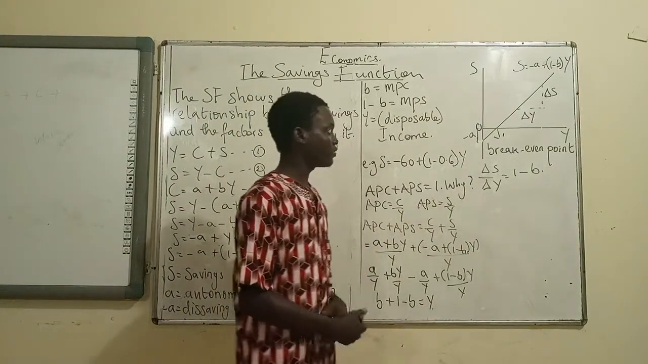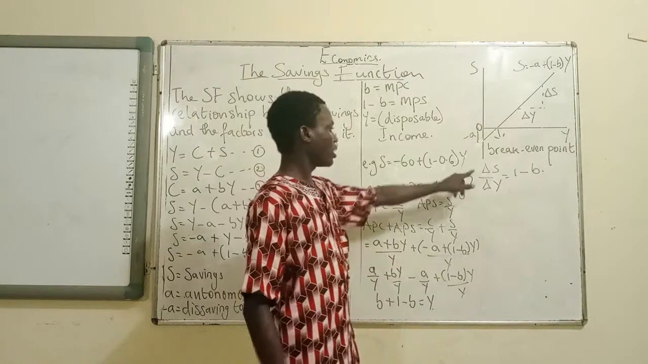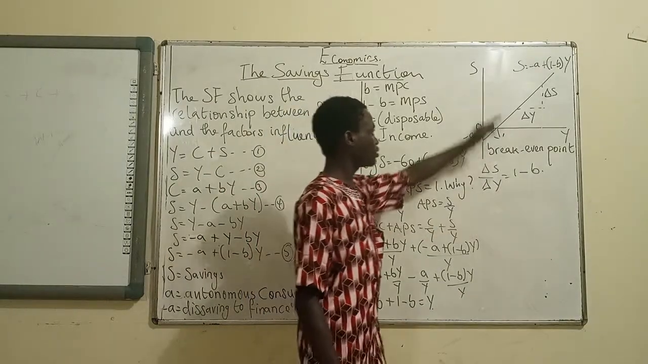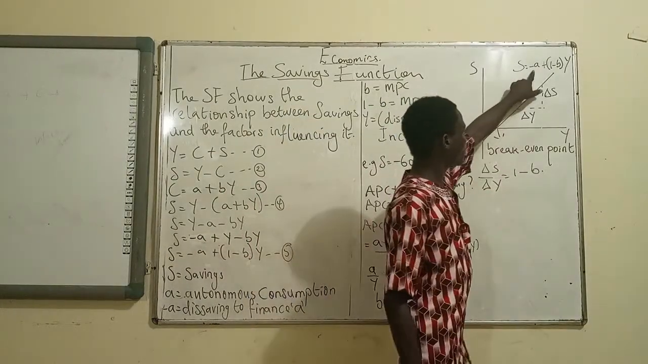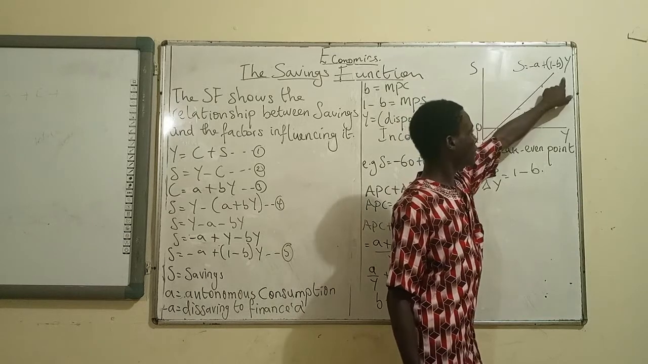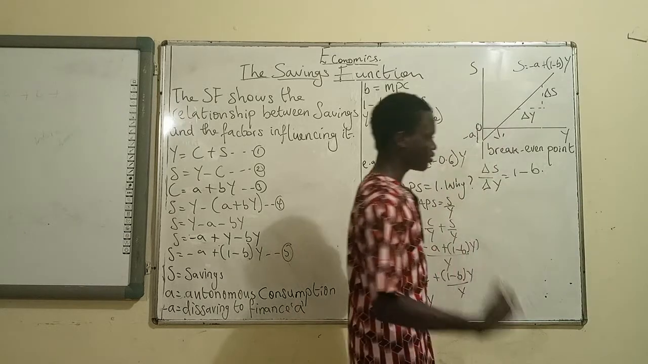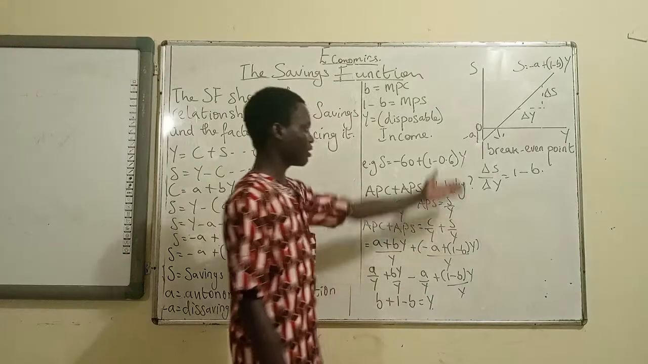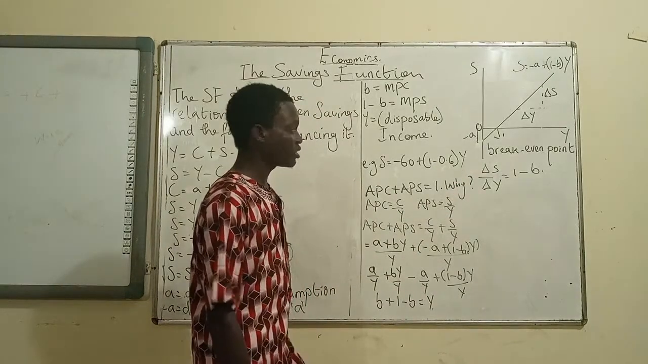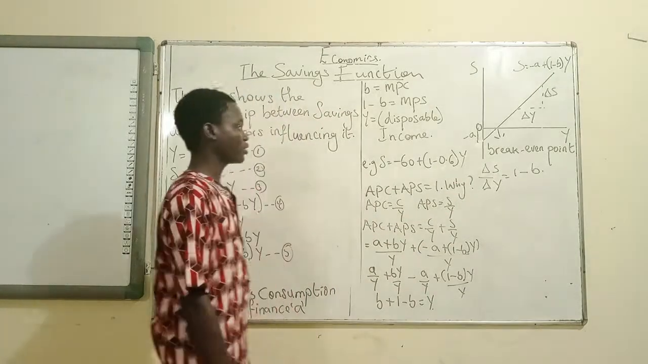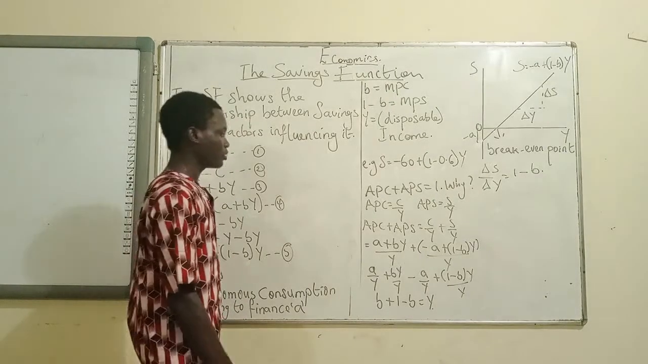Now, what is the slope of the savings function? We just do the differentiation. We differentiate S with respect to Y. The constant becomes 0, and Y disappears, and we're left with 1 minus b from the basic knowledge of calculus. So that is the slope of the savings function, 1 minus b, which is the marginal propensity to save.